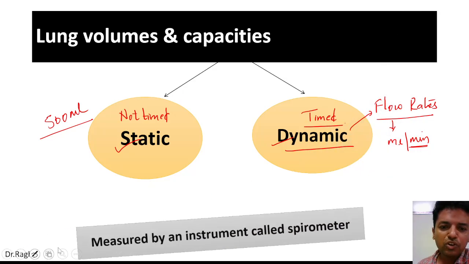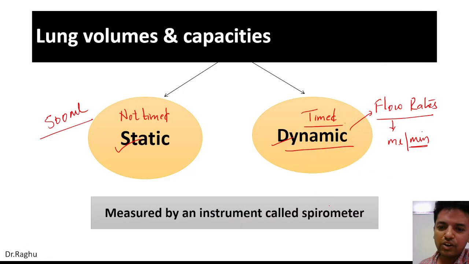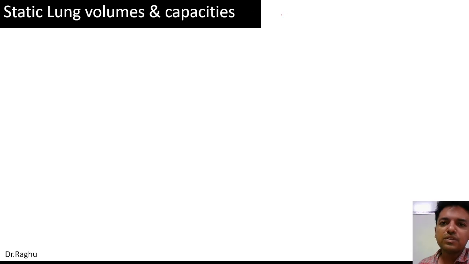And these lung volumes and capacities, either static or dynamic, are measured by using an instrument which is called a spirometer. And the graph which we obtain by using the spirometer is what is called a spirogram. So this spirogram is extremely important for us. We should be able to draw this spirogram, identify different lung volumes and capacities in it, and also define them by looking at the spirogram. So let's draw the spirogram.